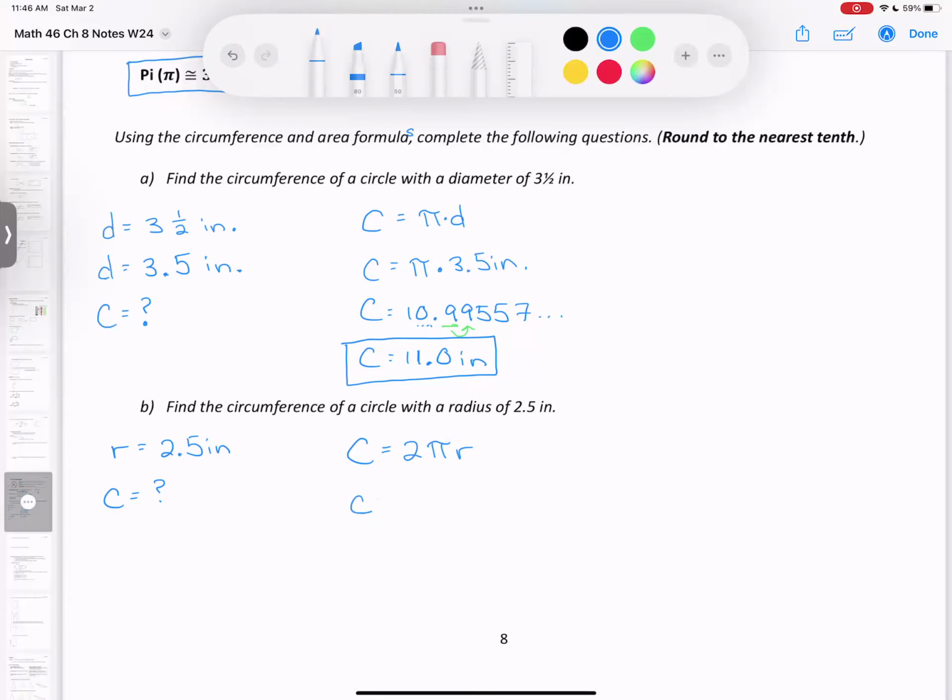So we've got circumference is 2 times pi times r. R is 2.5 inches. You don't have to use the brackets here. It's just one notation for multiplying. So I've got 2 times my pi button times 2.5 equals, and I get 15.70796 and so on. If I'm rounding to the nearest 10th, I look to the digit to the right, and that tells me to keep it where it is. So it's going to be 15.7 inches.